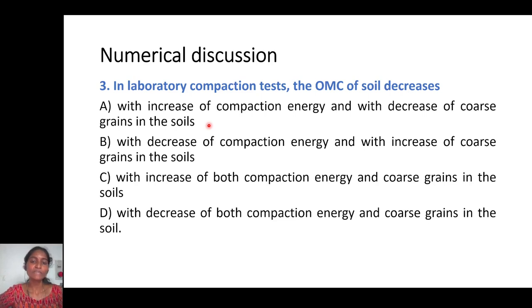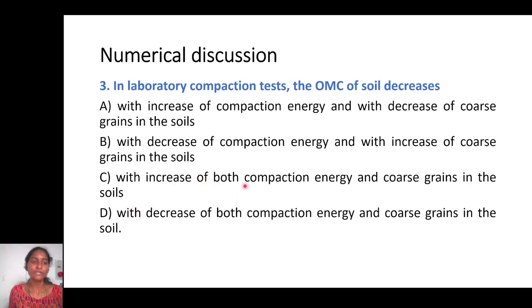So with increase of compaction energy, I am confident about that, because if my soil gets compacted in 25 blows, I have OMC 1. If I give more blows, definitely my OMC will be less. It will be attained very quickly. So options A and C have increase of compaction energy. So I can eliminate B and D.